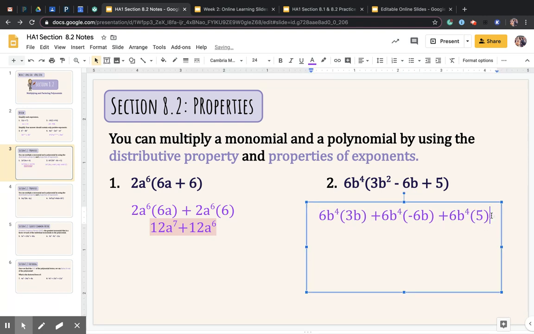Okay, so that's me distributing. Now I want to simplify. Looking at the first one, 6 times 3 is going to give me 18. I have b to the 4th times b, which is going to give me b to the, not the 4th, but to the 5th. I'm going to add that. There's an imaginary 1 here. Okay.